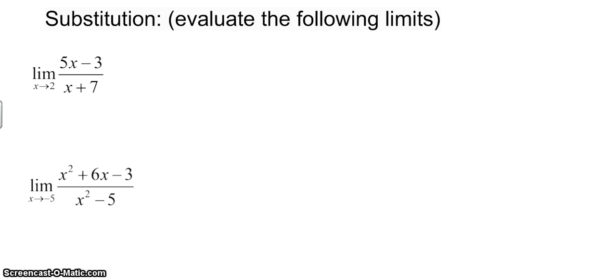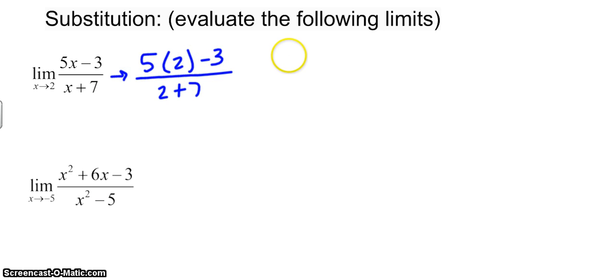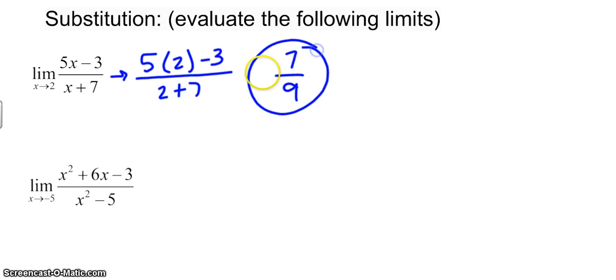Alright, so, substitution. The limit as x approaches 2, we are going to plug in 2 everywhere I see an x. It's going to be 10 minus 3, which is 7 over 9. Well, that's a number over a number, so my limit is just equal to 7/9. Again, as x approaches 2, my y values are approaching 7/9.